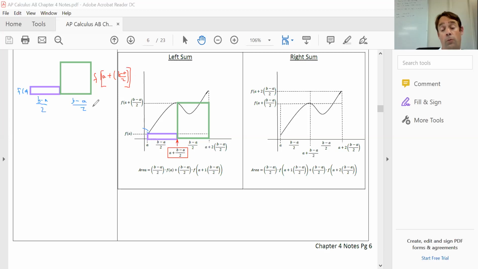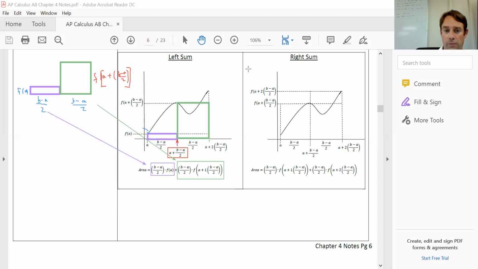And we could figure out what this area is. And if you notice, that's what they have going on here. They took the width and multiplied it by the height. That's what this was. And then they did the next one. They took the width, still B minus A over 2, but they multiplied it by the height of it. And that was this rectangle right here. So that's what they're doing. They're basically taking these rectangles and figuring them out.